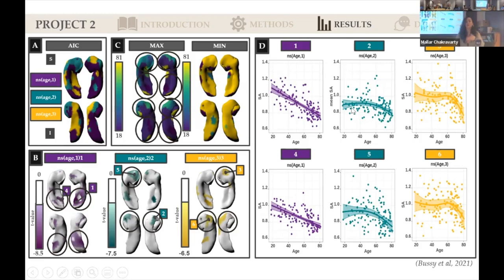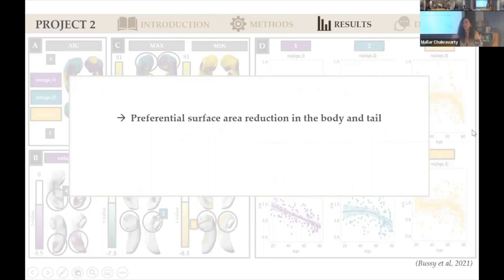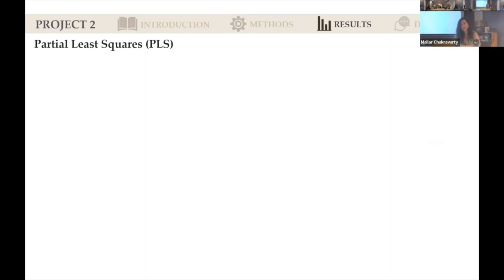So in the body and tail of the hippocampus, we see this linear decline over time. And in the head of the hippocampus, we see more preservation of the surface area up to 60, and then a rapid decline. Overall, we found that there is a preferential surface area reduction in the body and tail. Importantly, we also replicated these results in an independent data set. We used CamCAN. After quality control, we had 350 participants, and we used the same data-driven approach to select the best models. We then used partial least squares analysis, which is a way to relate two matrices together.